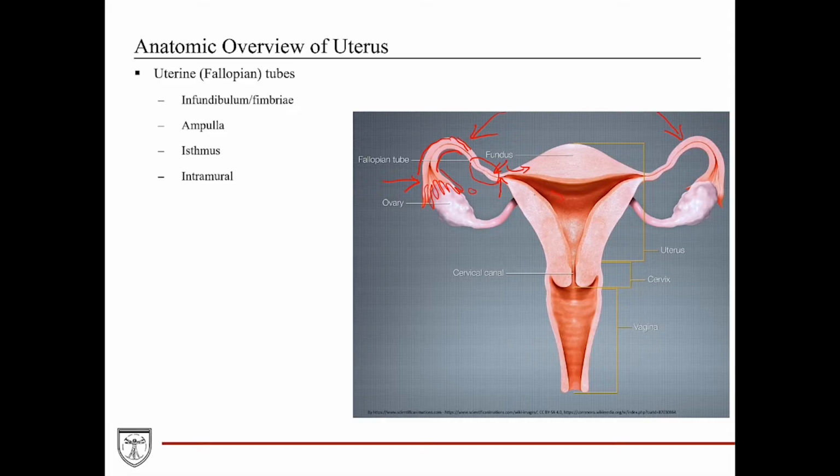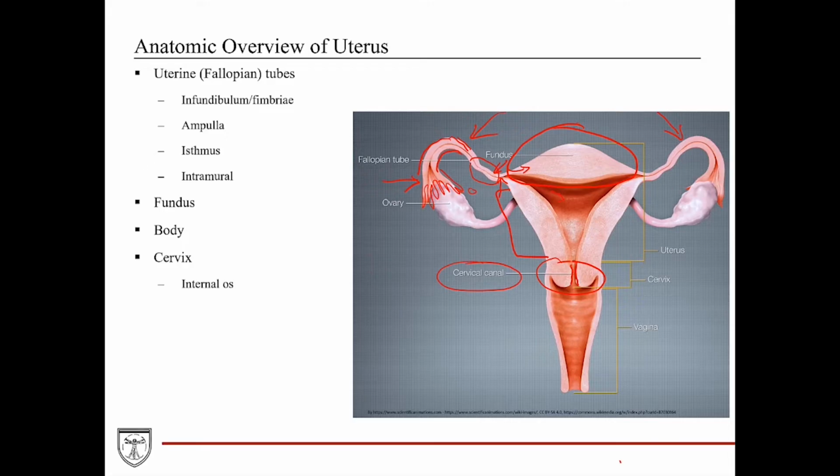The main uterus itself has three subregions as well. It has the dome-shaped region called the fundus. It has the funnel-shaped body of the uterus, and then the narrowing at the inferior end of the uterus called the cervix down here. The cervix itself has a narrowed channel that allows the communication between the vaginal canal and the uterine cavity. This channel is called the cervical canal.